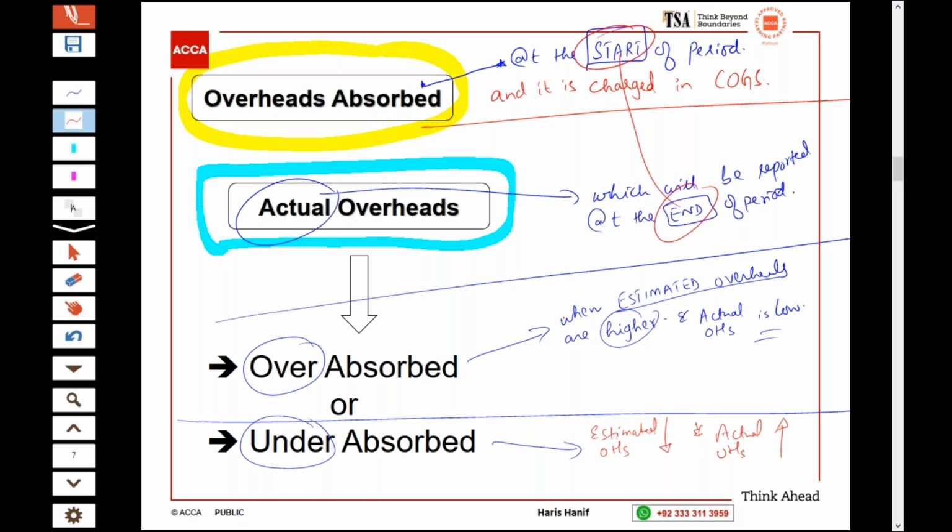Okay, now see this thing. Hurry up. Note this statement quickly. Over absorbed means estimated overheads are higher and actual overhead is low, and under absorbed means estimated overheads are low and actual overheads are higher. Hurry up, quickly note it down.